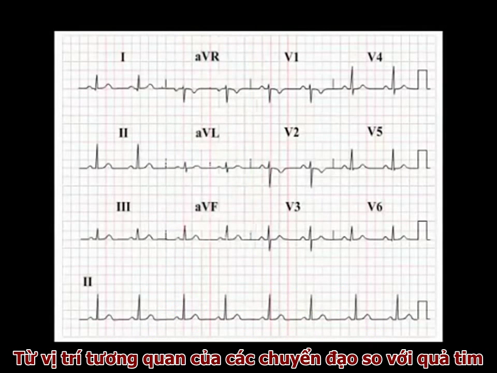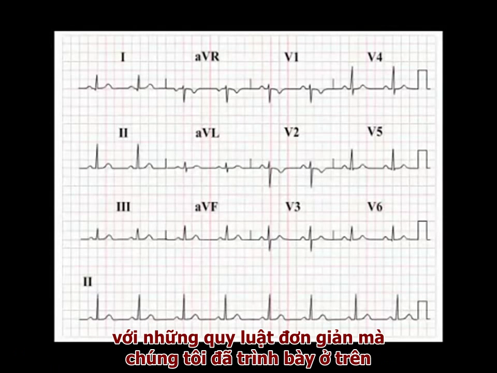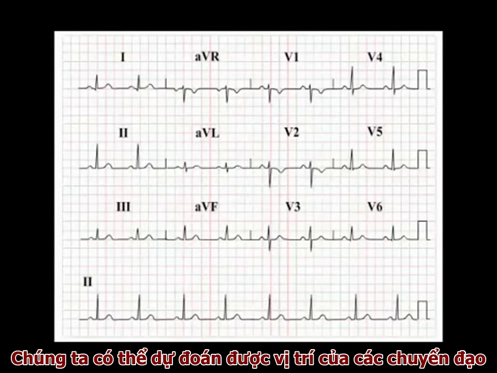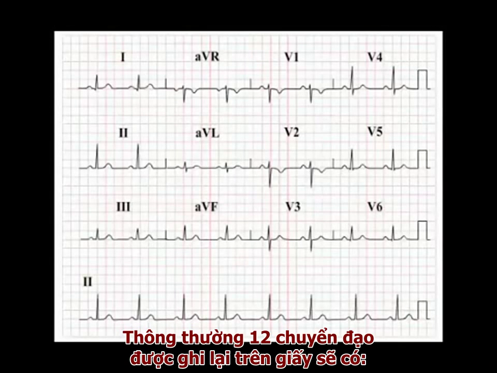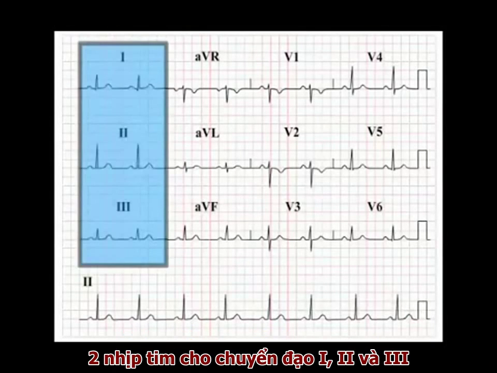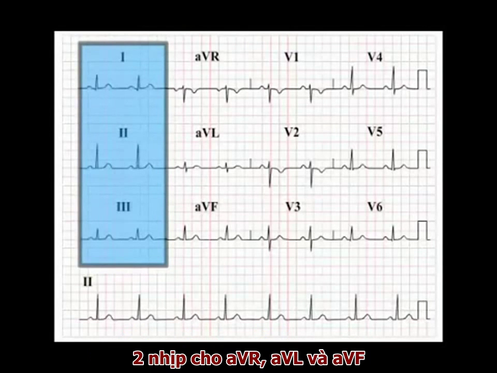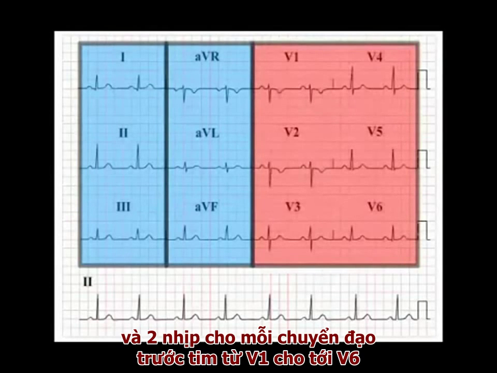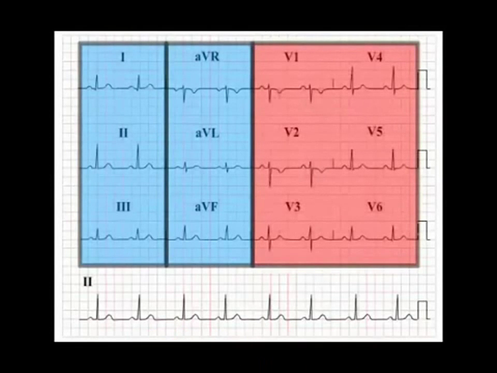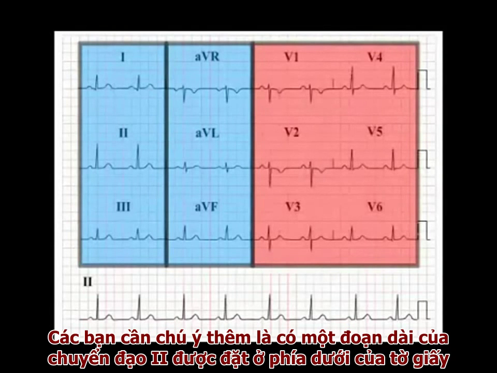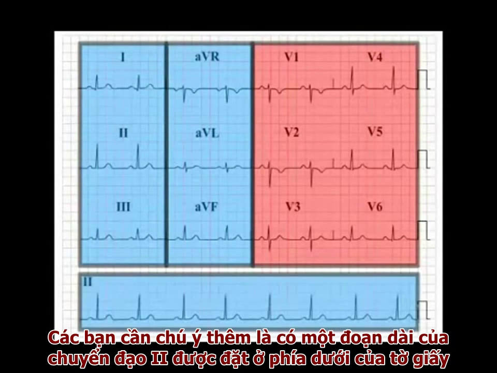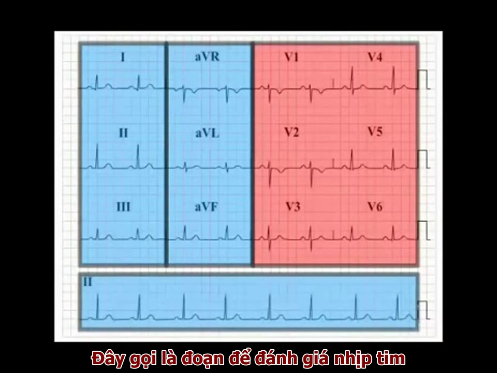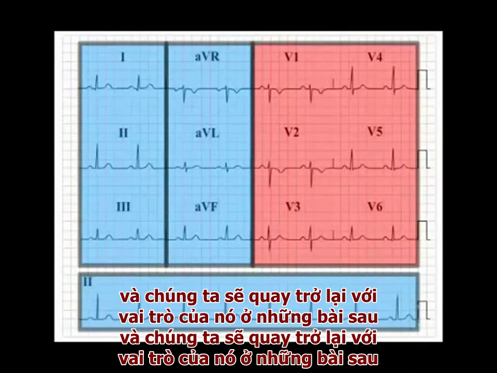Combining our knowledge of the positions of the ECG leads relative to the heart with the simple electrical rules outlined so far, we can generate a predicted normal ECG, and here we have it. A normal 12-lead ECG showing a recording of 2 beats from leads 1, 2 and 3, 2 beats from AVL, AVR and AVF, and 2 beats from each of the chest leads V1 to V6. Note also the long run of recording from lead 2 at the bottom of the readout. This is the rhythm strip, and we will come back to its role shortly.